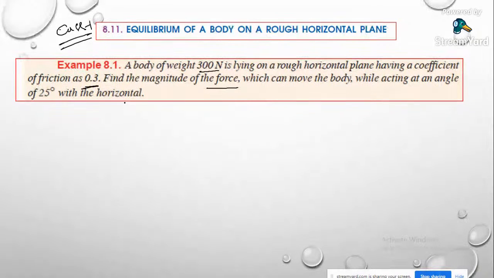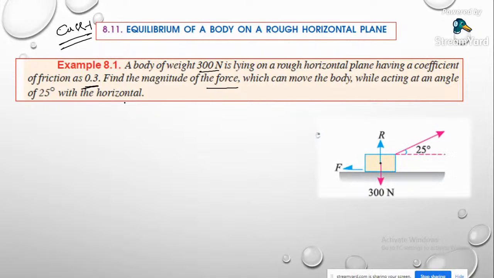This is a very easy problem. You can draw the free body diagram. Suppose this is the external force P, and this is the body on which it is acting at an angle of 25 degrees. In the free body diagram, this is the weight of the body acting, this is the friction, and this is the normal reaction acting upward. Here it is asking us to find the magnitude of P.